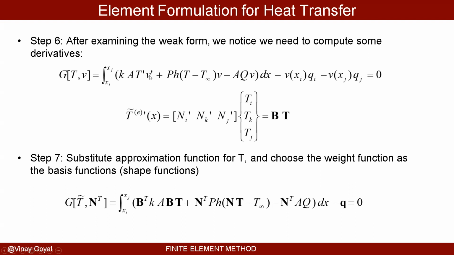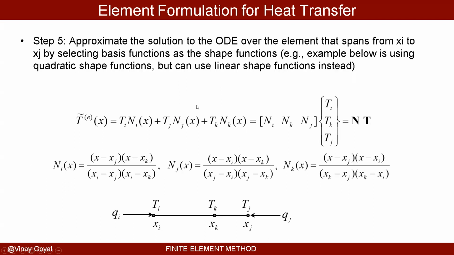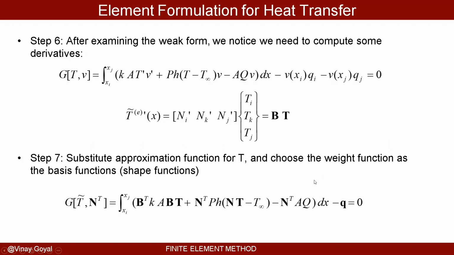And for V, remember, I'm going to plug in N bold transpose. But there's a derivative, and the derivative of N is N prime, which is B bold. So I'll put B bold transpose instead. Same idea. And notice how for V, I put N bold transpose. You can see that there. PH times, and then for T, I have N bold, T bold, which is this approximation right here, the one I came up with. That goes here. And T infinity goes here. And AQ times V, and V is N bold transpose.